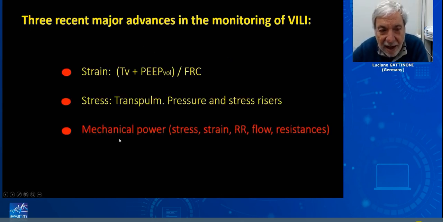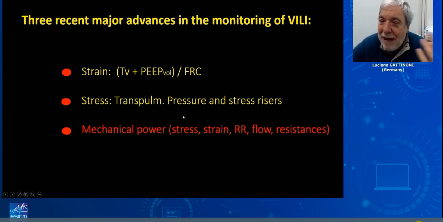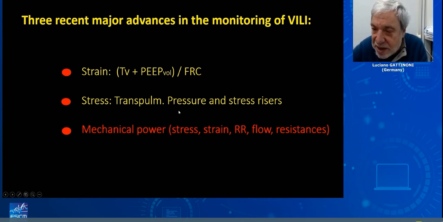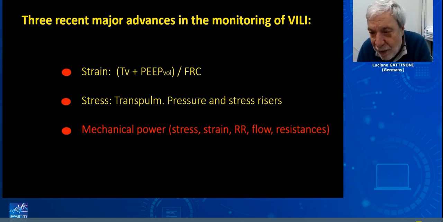Okay. Now, stress, transpulmonary pressure. And even before, we were speaking about the tidal volume. And a great absence is the frequency. The frequency, if I give a big shot once per minute, okay, I'm not happy, but it's 1 per minute. If I give 30 times per minute, I have 30 shots per minute. So the frequency is extremely important.